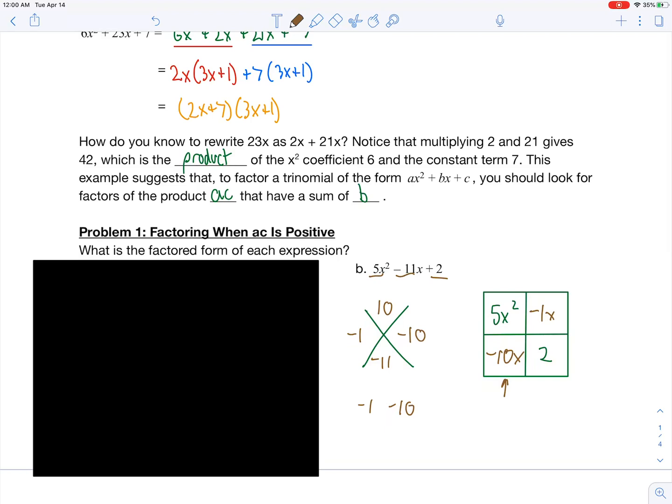If I take the greatest common factor of these two terms, 5x squared and negative 10x, I can factor out 5x from both of them. I want to do the same thing with that second column. Negative 1x and 2 don't really have any common factors other than 1, so we can factor that out. And also, whenever I see this negative 1x as my x term, I want to factor out a negative with it. So if this term is negative for my middle term, I want to make sure when I factor, I also factor out that negative.